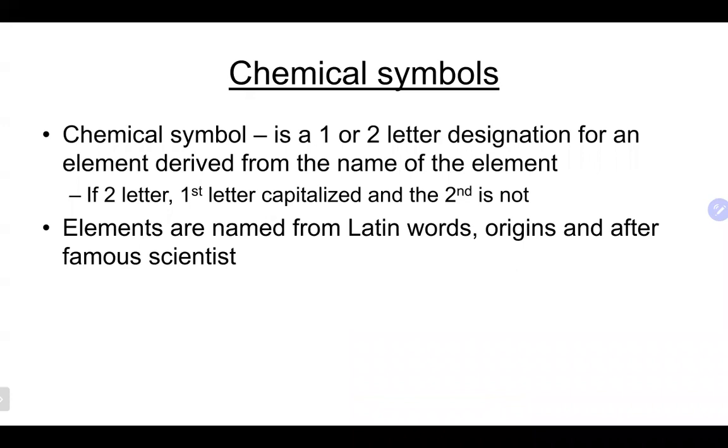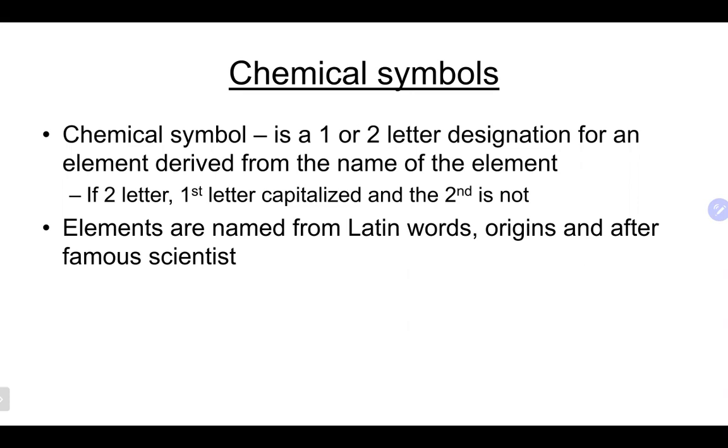Now, a chemical symbol is basically written one of two ways. It is either a one-letter symbol or a two-letter symbol. The important part, though, is if it's a one-letter symbol, it should always be capitalized. And if it's a two-letter symbol, the first letter should be capitalized. The second one should not, so it should be lowercase.